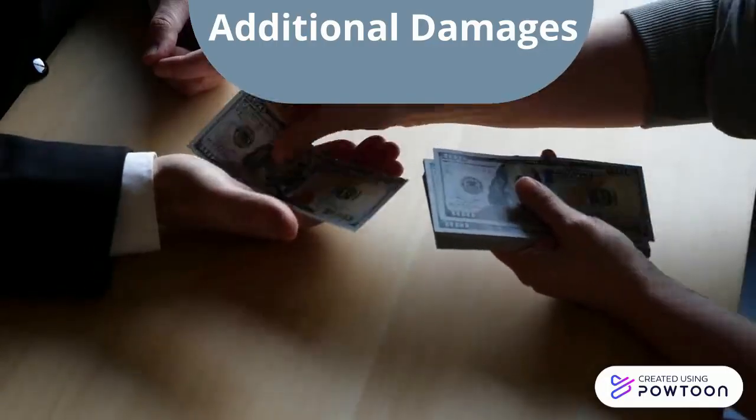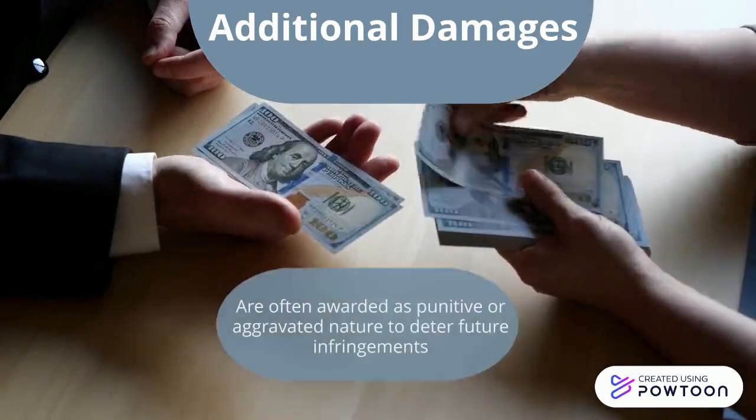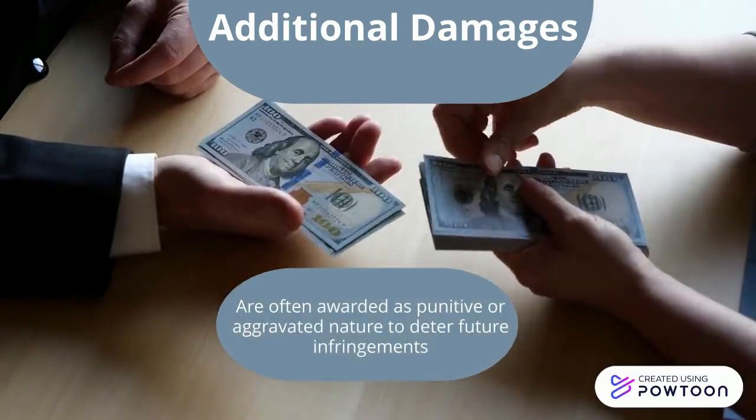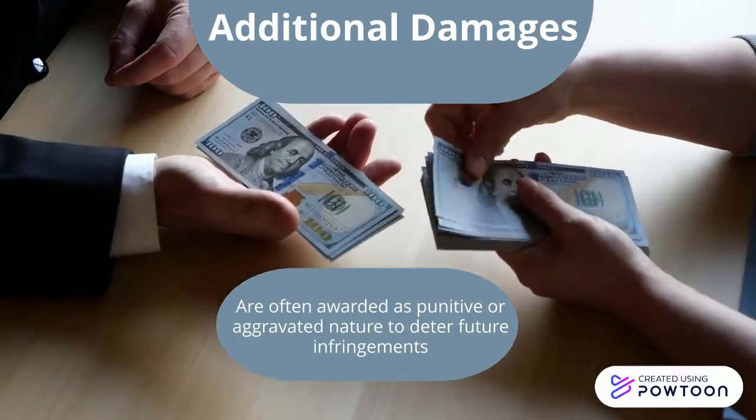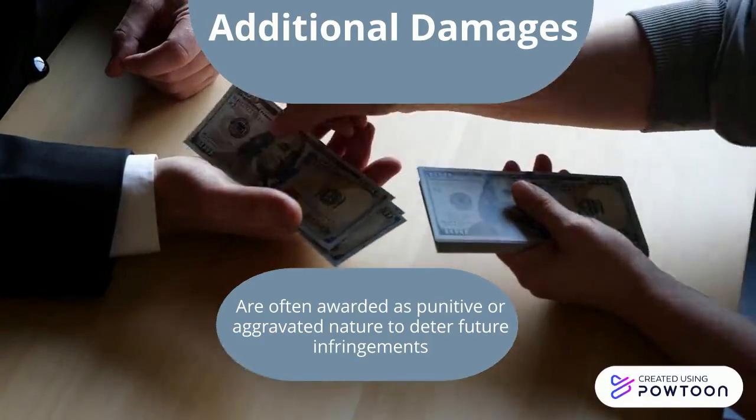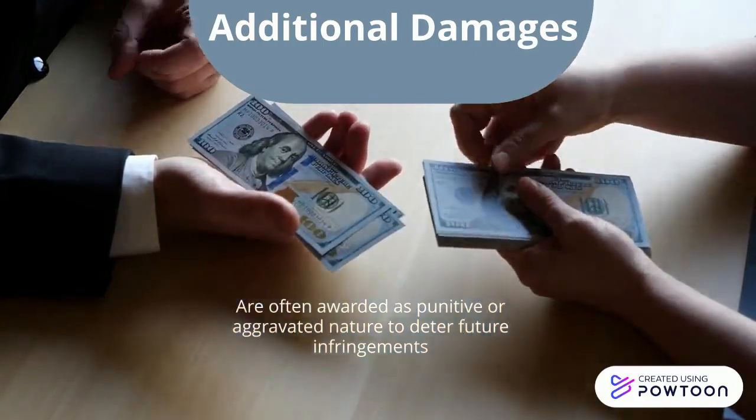Additional damages can be awarded as a punitive or aggravated nature depending on the circumstances of the infringement. This will depend on a number of factors, ranging from deterring similar infringements to the flagrancy of the breach and the conduct of the defendant.